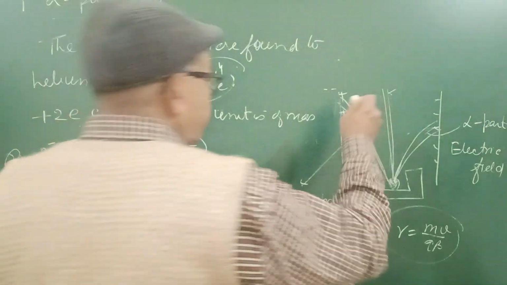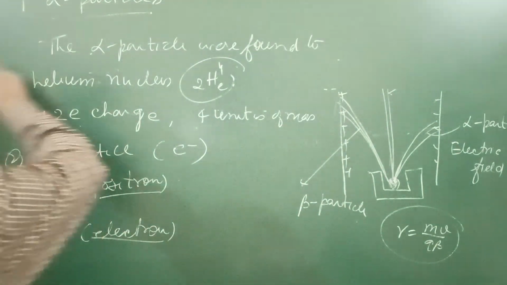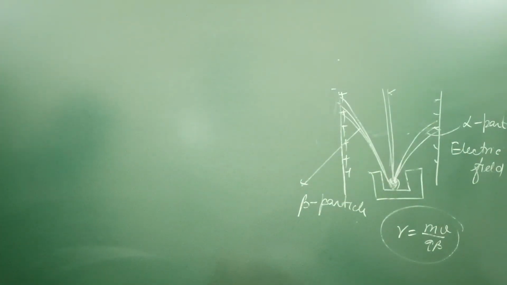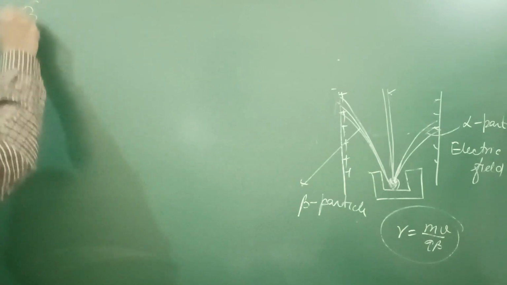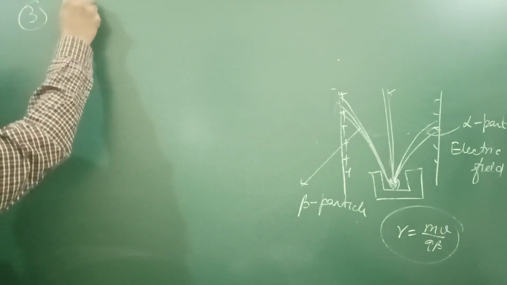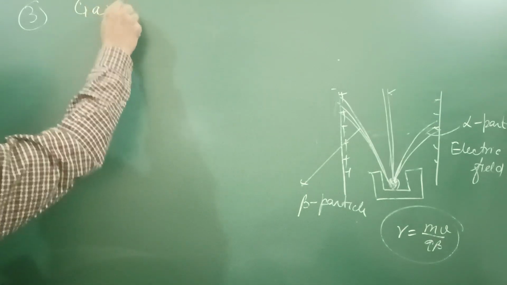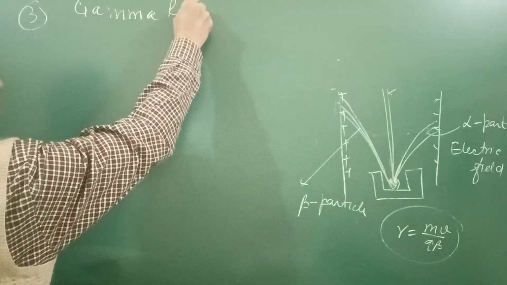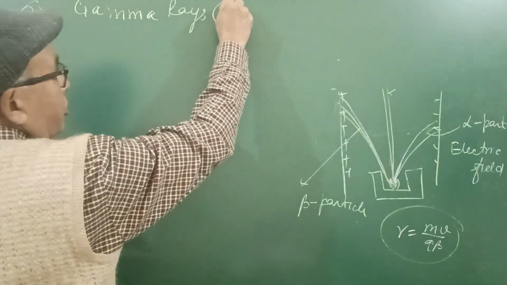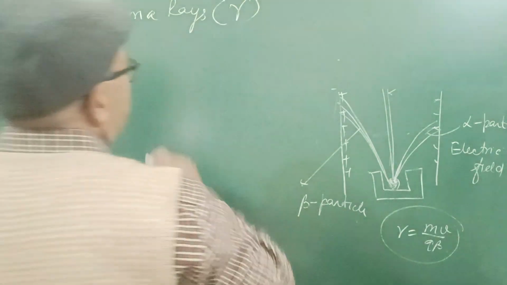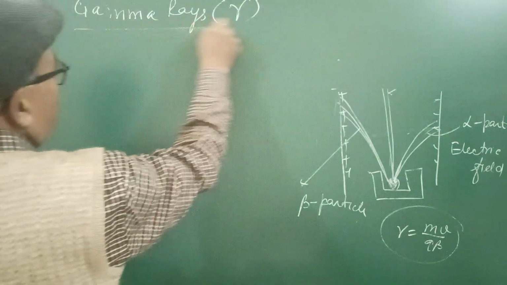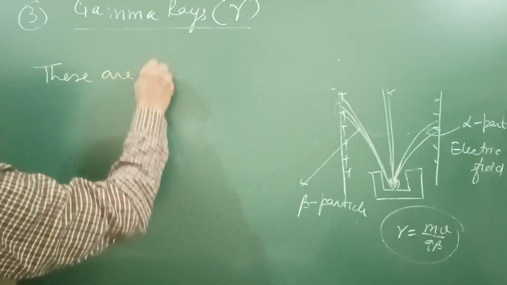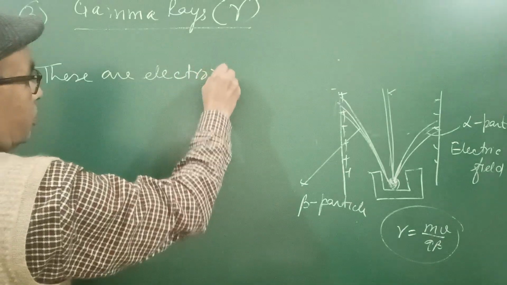Gamma rays, number 3. They write it like this, gamma. So these are electromagnetic waves.